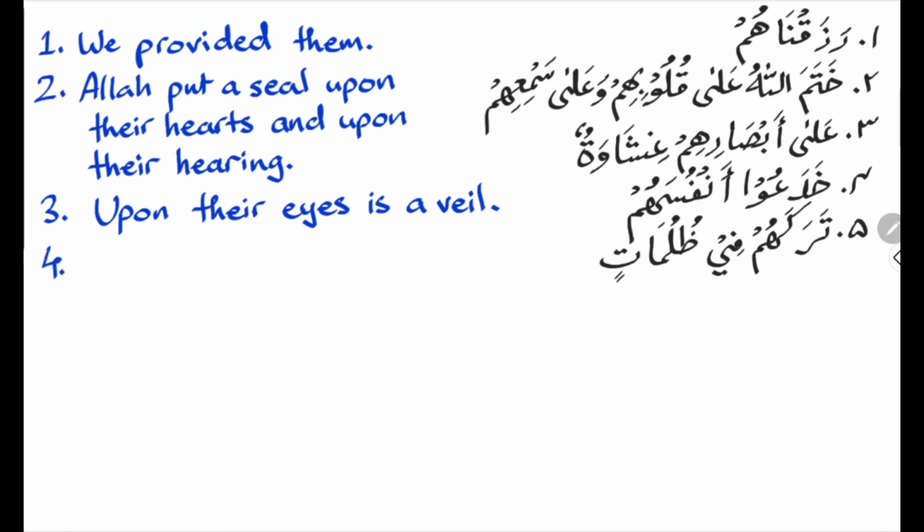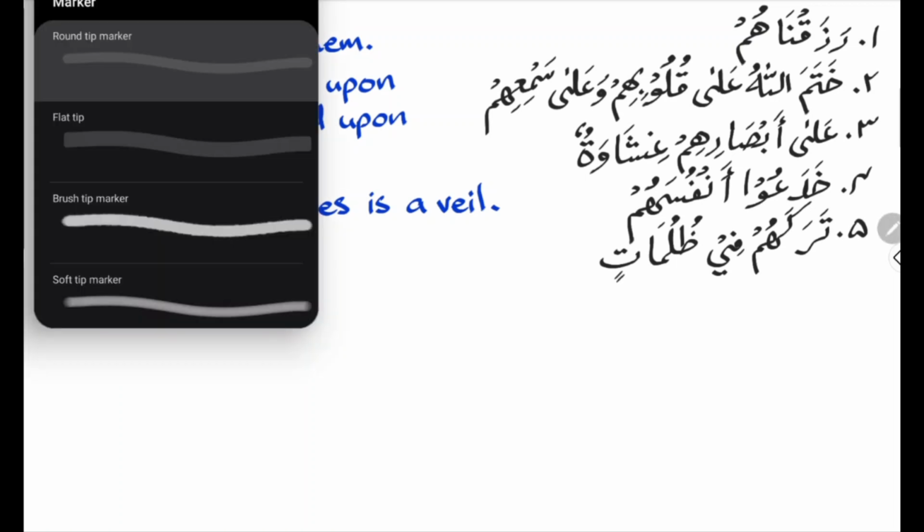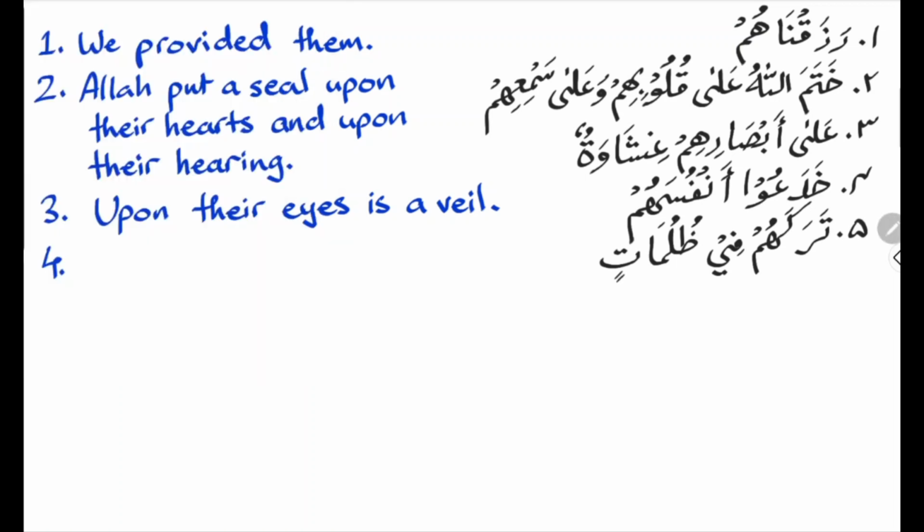Number 4 is khada'u anfusahum. Khada'a in Arabic means to deceive. Khada'u on the wazn of jama mudhakkar ghaib, fa'alu means they, plural male, deceived. Anfusahum, anfus is the jama of nafs, which means self. Over here it means selves. Hum is them. So anfusahum means themselves.